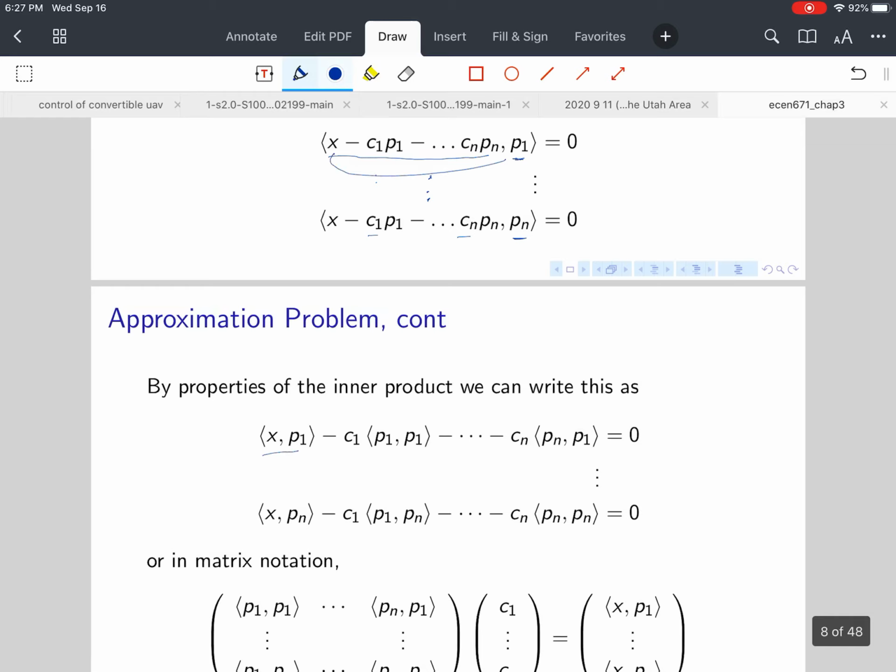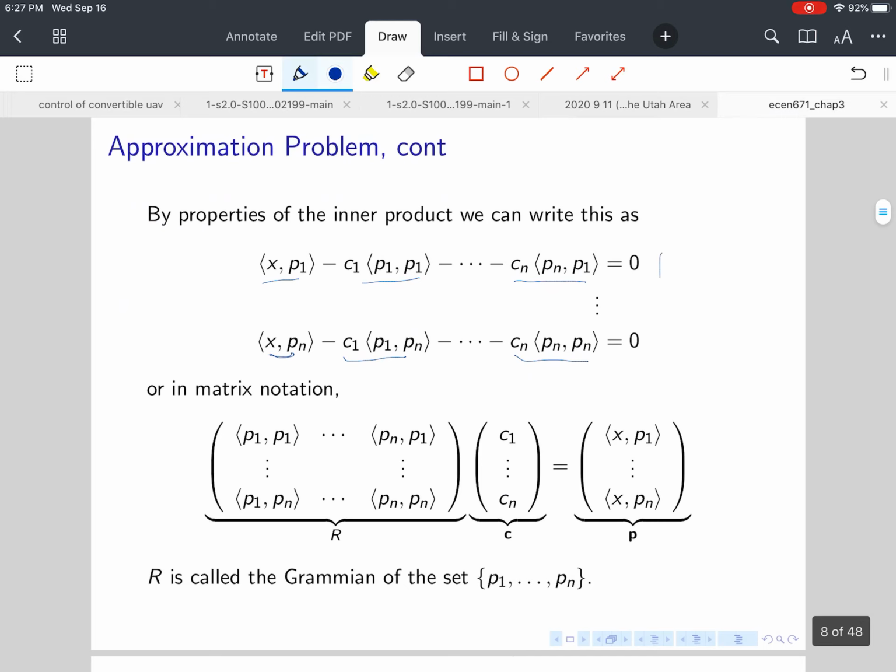All right, so then we can pull out each of these vectors and write it as x inner product with P1. So we're going to have x inner product with P1, and then minus C1 with P1, all the way up to Cn, Pn, and then x with P1, x with Pn, and then C1, P1 with Pn, all the way up to Cn, Pn with Pn. Okay, now we're going to take these equations and write them in matrix form.